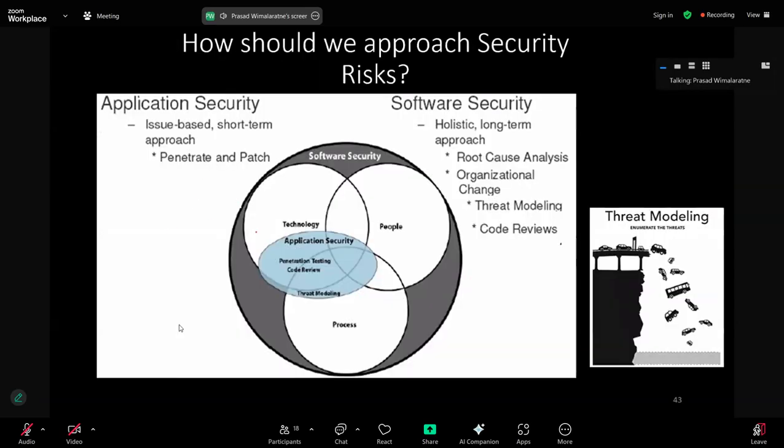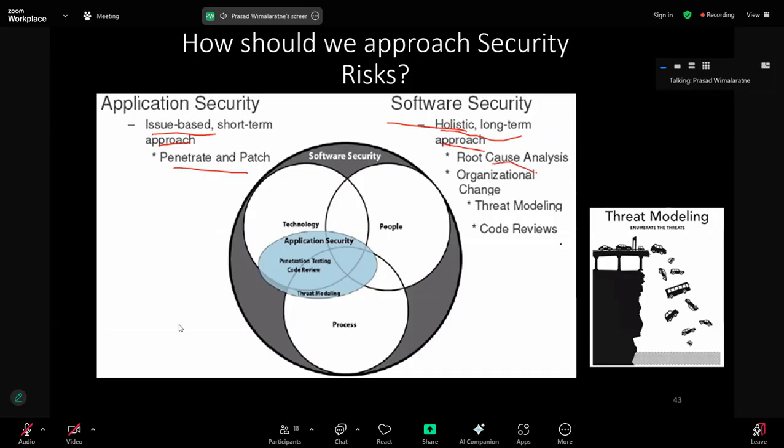So application security, we can say, is an issue-based short-term approach: build and patch, or penetrate and patch. So we build a piece of software, do penetration testing, and try to patch it. Is it reactive or proactive? It is reactive, because when things go wrong, we try to patch it. But on the other hand, software security is a holistic long-term approach.